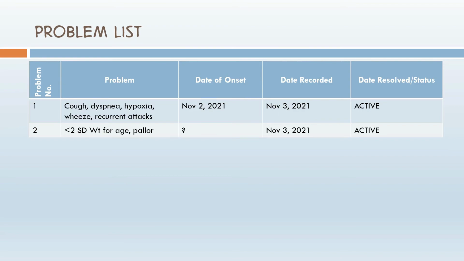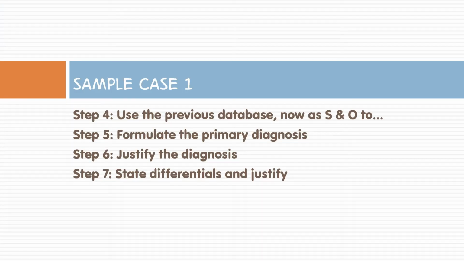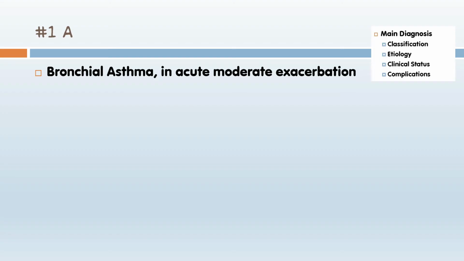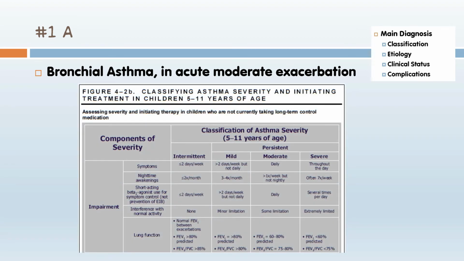Next, using this database, we now formulate the A or assessment, our clinical diagnosis or impression that is bronchial asthma in acute moderate exacerbation. Question: can we add an asthma classification based on the levels of control as in this table? Answer is no. Our database does not provide us enough information on the nighttime awakenings or symptoms in a day or week or how often relievers are used.